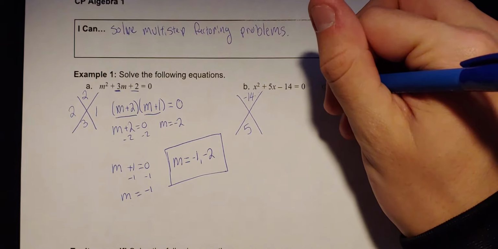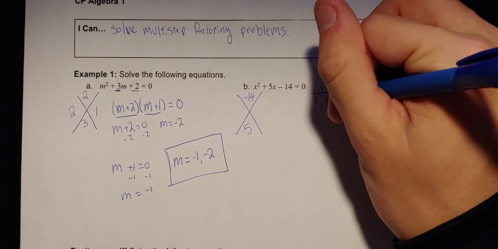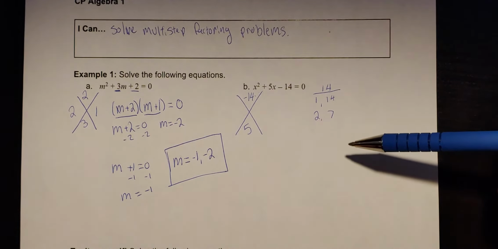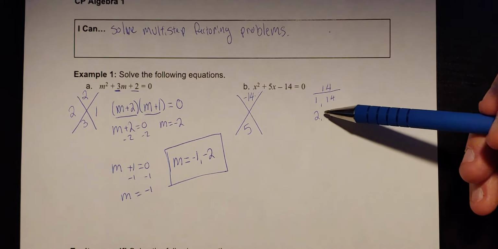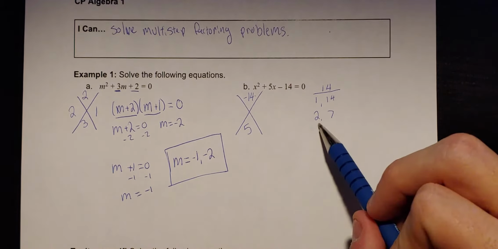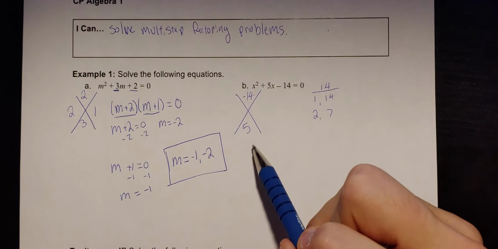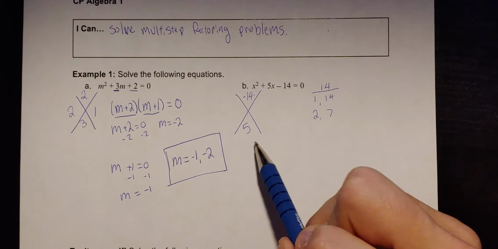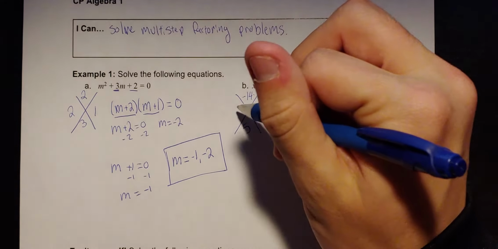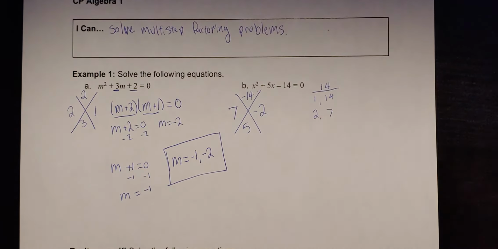So I'm just going to do my factors of 14 real quick. So 1 and 14, and then 2 and 7. And I'm going to look for the one that's 5 apart from each other. So 1 and 14 are 13 apart from each other. 2 and 7, however, are 5 apart from each other. So I need to pay attention. This 5 is positive. So that means my bigger number, the 7, is going to be the positive one. So 7 is positive, and my 2 is going to be negative.